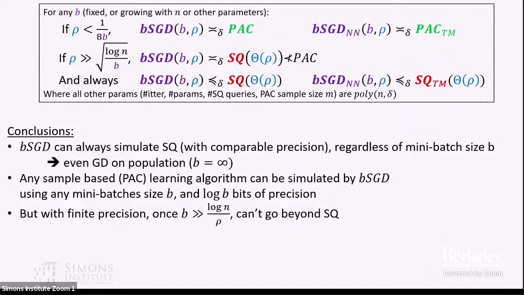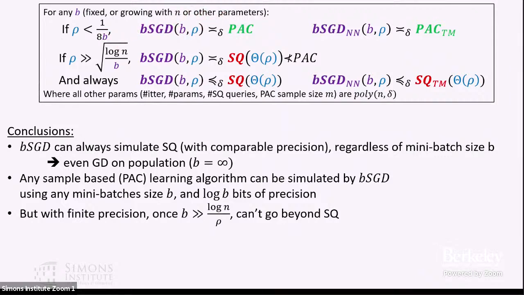So let's summarize what we have. As long as the tolerance is small relative to the batch size, and I'm just repeating the same thing for the third time, just to make sure we're all on the same page, I can simulate PAC. This result is completely general and has nothing to do with computation. So I can simulate with some differentiable model.